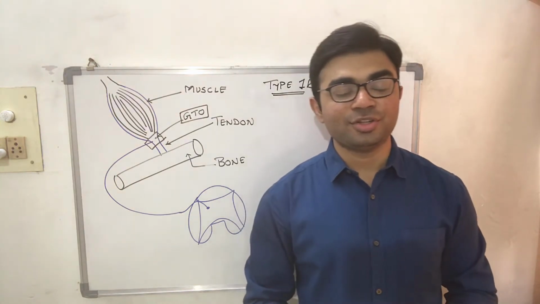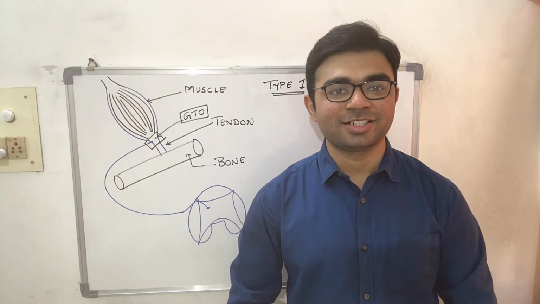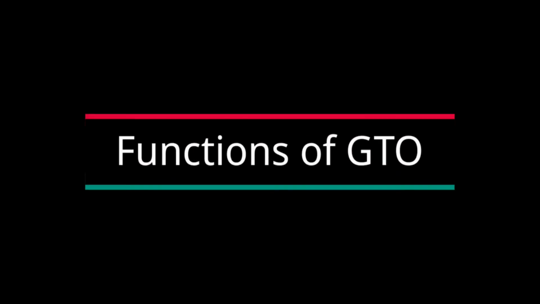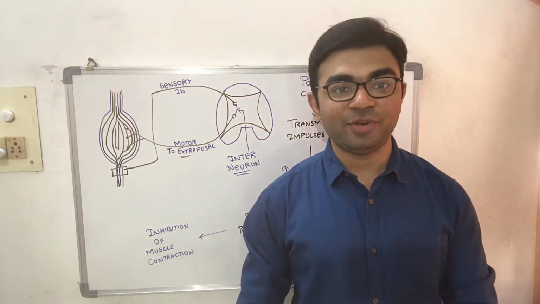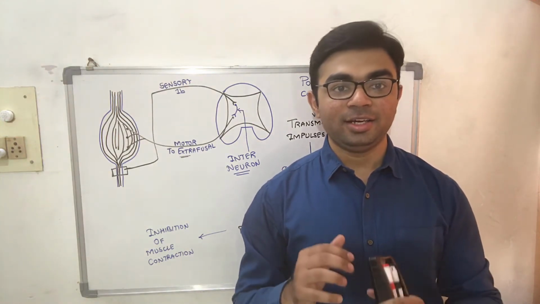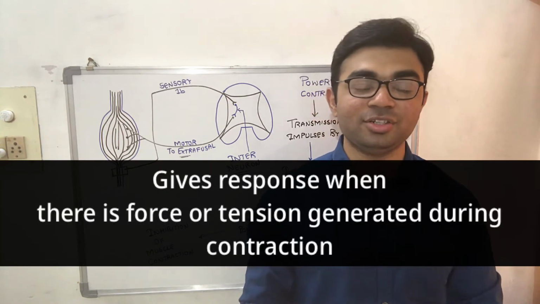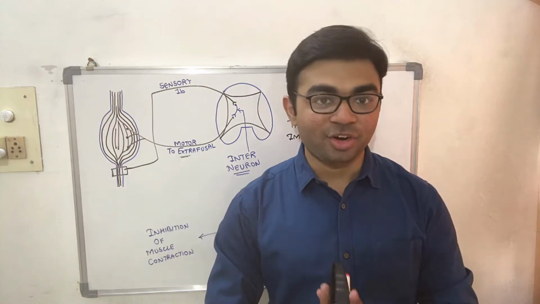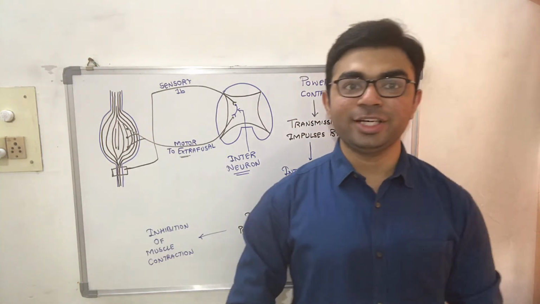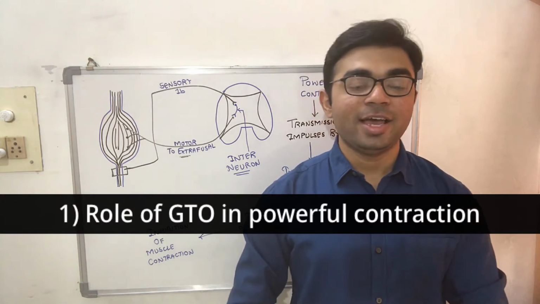Now we will focus on some of the functions of the Golgi tendon organ. Let us start with the functions. The Golgi tendon organ gives a response when there is force or tension generated in the muscle during contraction. The first function is the role of the Golgi tendon organ in powerful contraction.